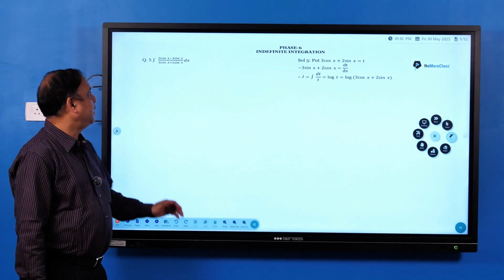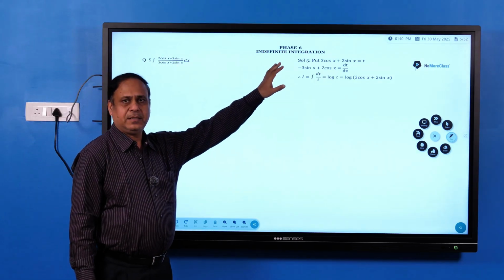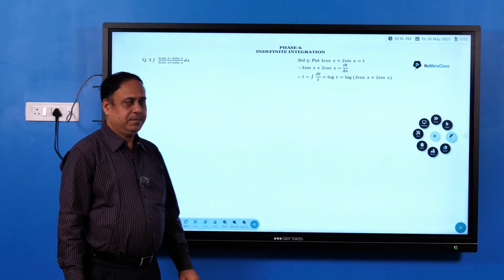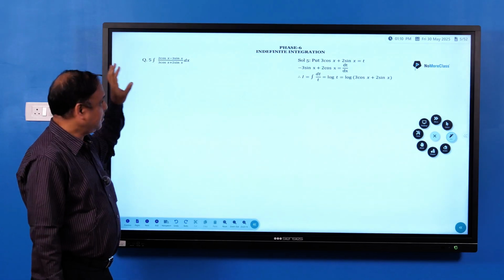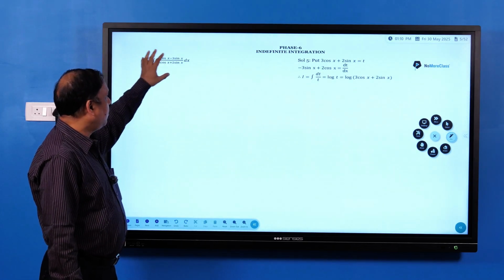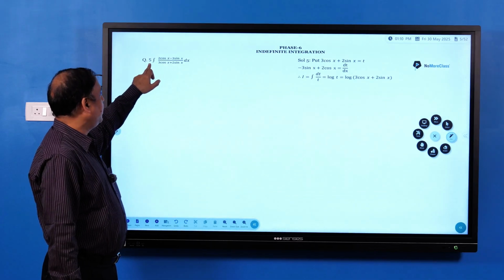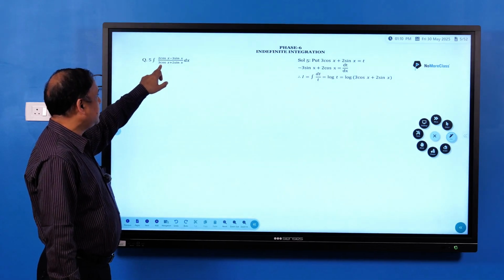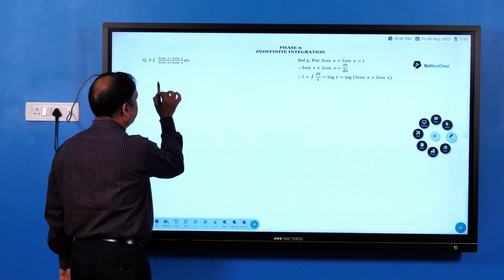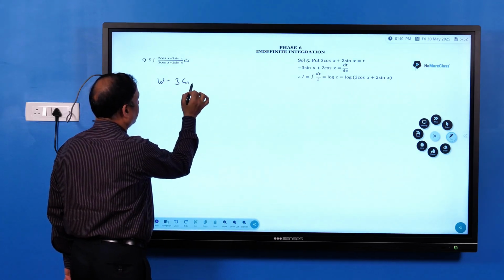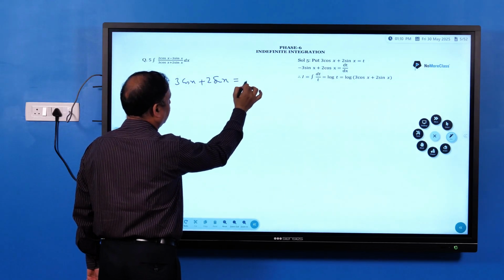So now come to question number 5, exercise 1, phase 6, indefinite integration. You will get a number of questions of this type, as it is an elementary problem. Here, if you observe carefully, it is what we have done in the previous question number 4. Same thing is there. If I take this as f(x), let 3 cos x + 2 sin x = t.